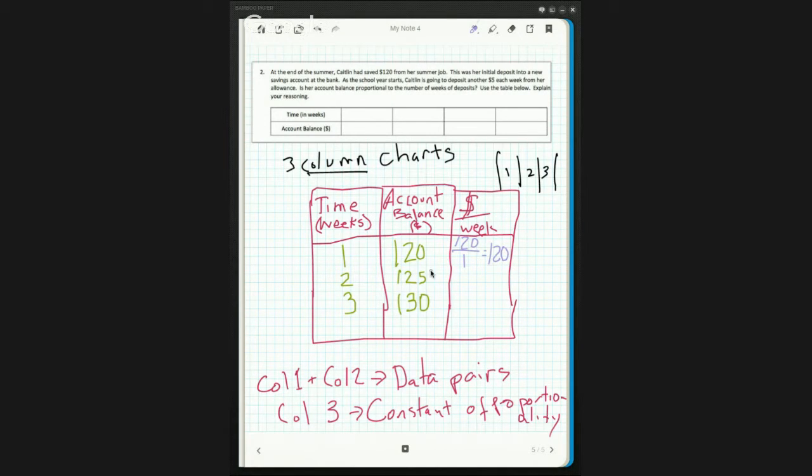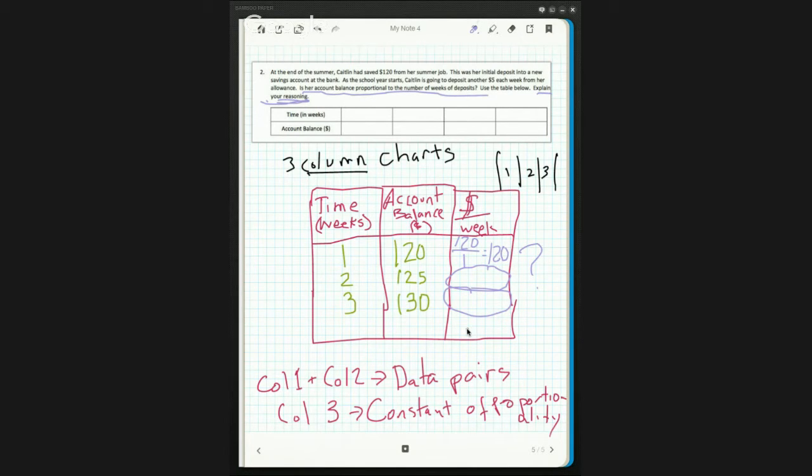Now I'm going to leave it to you to figure out what number goes here and what number must go here, and then you're going to answer the question: is her account balance proportional to the number of weeks of deposits? And you're going to explain your reasoning.